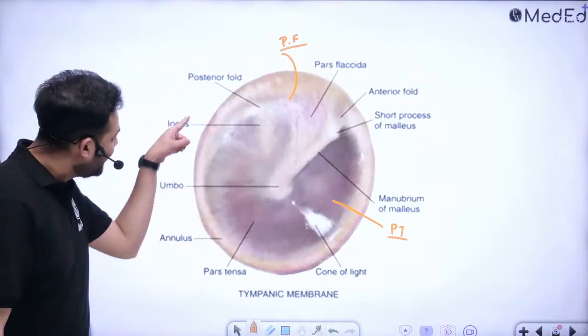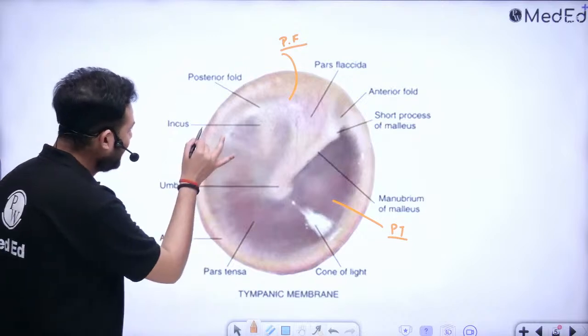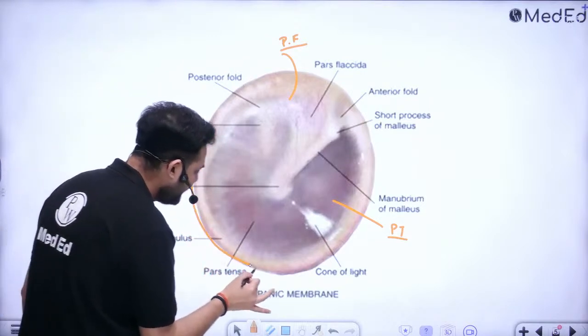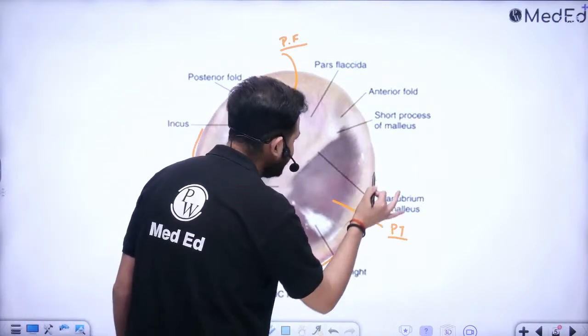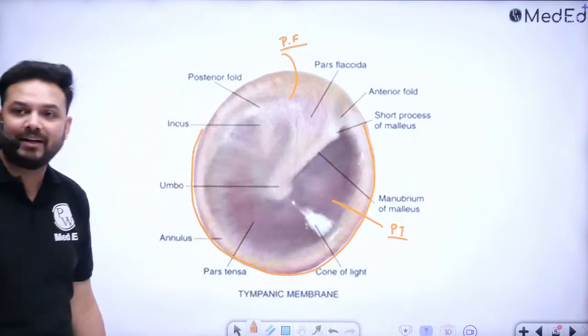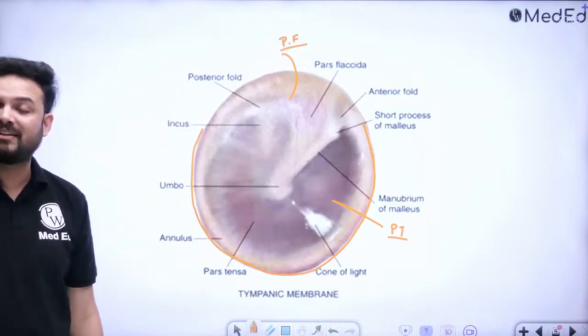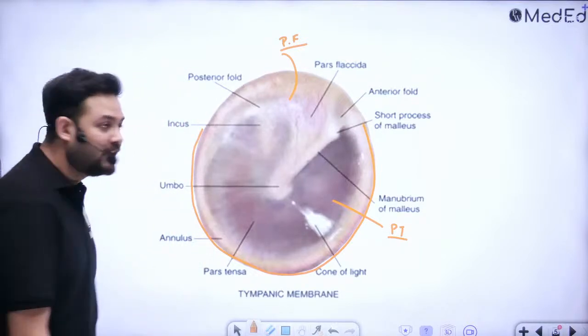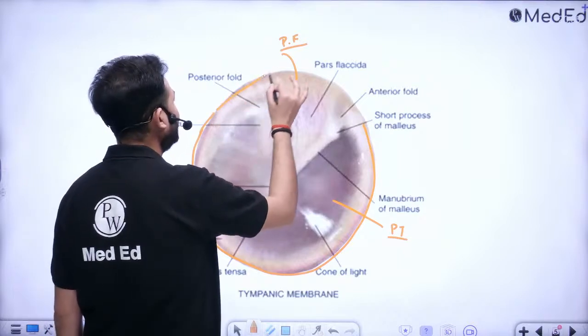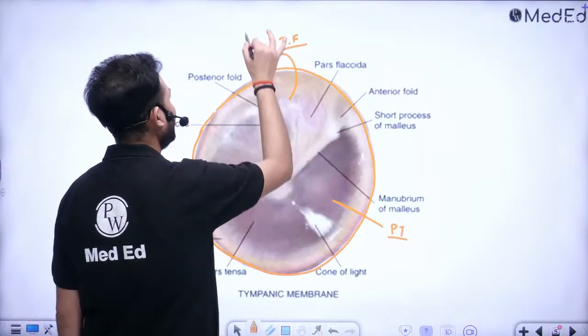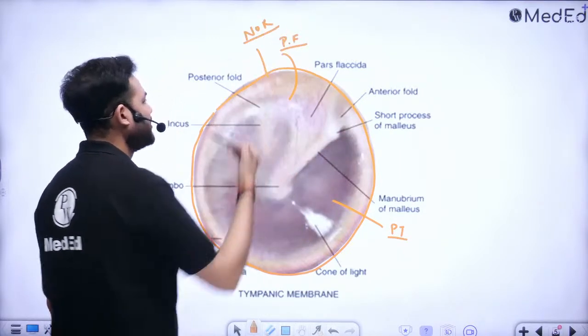Now we know that this pars tensa is present in a rim. And what is this rim? What is this sulcus? This is our tympanic sulcus. Correct? And the tympanic sulcus is deficient superiorly. So we don't have a tympanic sulcus superiorly. So what is this area? This is our notch of Rivinus.